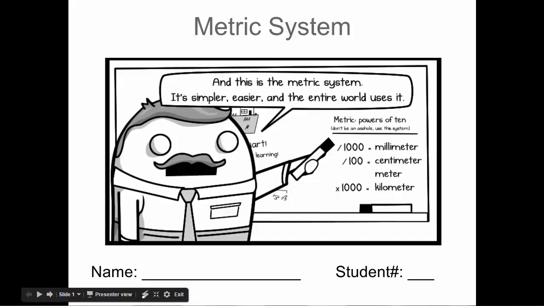All right, so today we're going to be talking about length, mainly in area. Okay, let's move on.